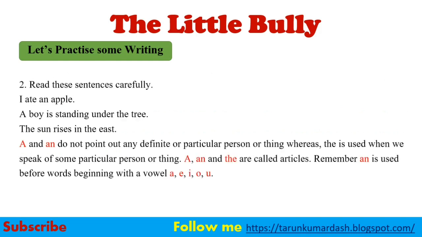Read these sentences carefully. I ate an apple. A boy is standing under the tree. The sun rises in the east. A and an do not point out any definite or particular person or thing, whereas the is used when we speak of some particular person or thing. A, an, and the are called articles. Remember, an is used before words beginning with a vowel A, E, I, O, U.